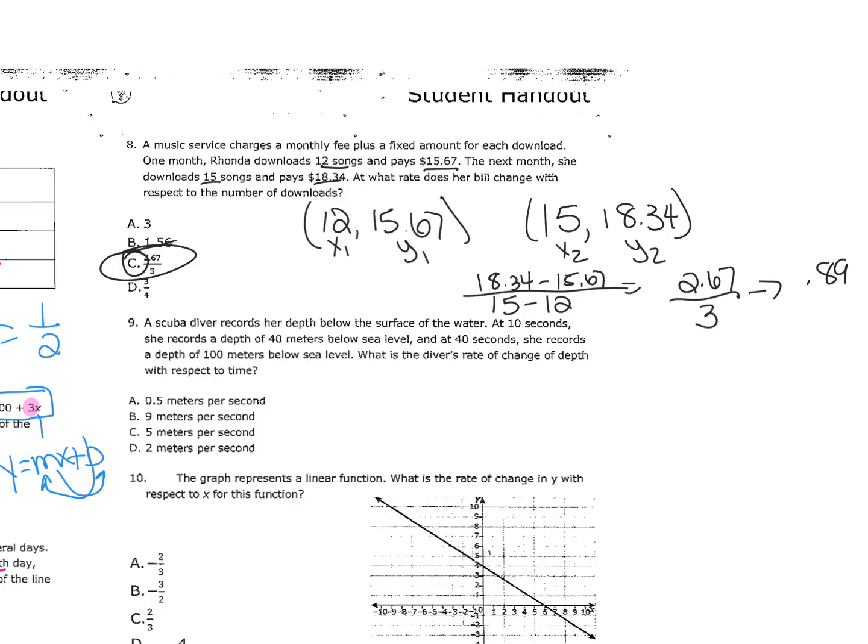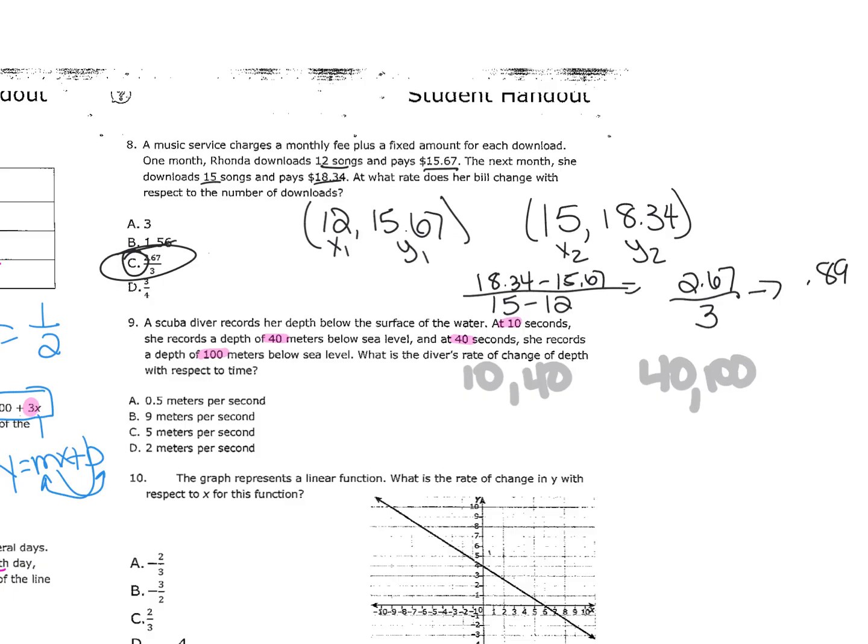Okay. Let's take a look at number 9. I'm highly going to encourage you at this point to try this one on your own. So stop the video and see what you can do with it. So after reading this scenario, you should know you have 2 points. Hopefully you found your 2 points. You have your 10 and 40. And at 40 seconds, she has 100 meters. So 1 point, I have 10 and 40. Second point, I have 40 and 100.